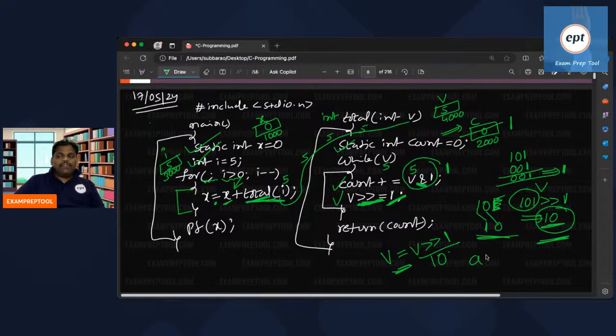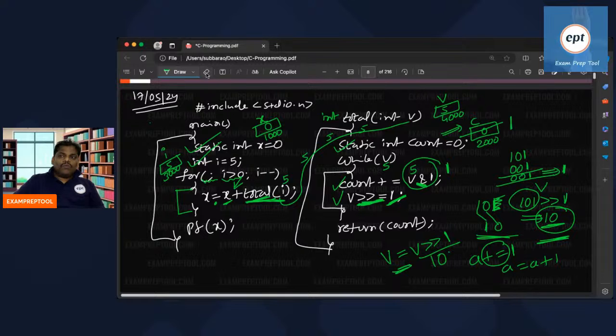As everyone knows, A plus equal to 1 means A is equal to A plus 1. The operator here is plus equal. Here the operator is going to be right shift equal. Please be careful. So before the right shift, V is 101. After the right shift one time is over, it becomes 10. That result will be stored in V only.